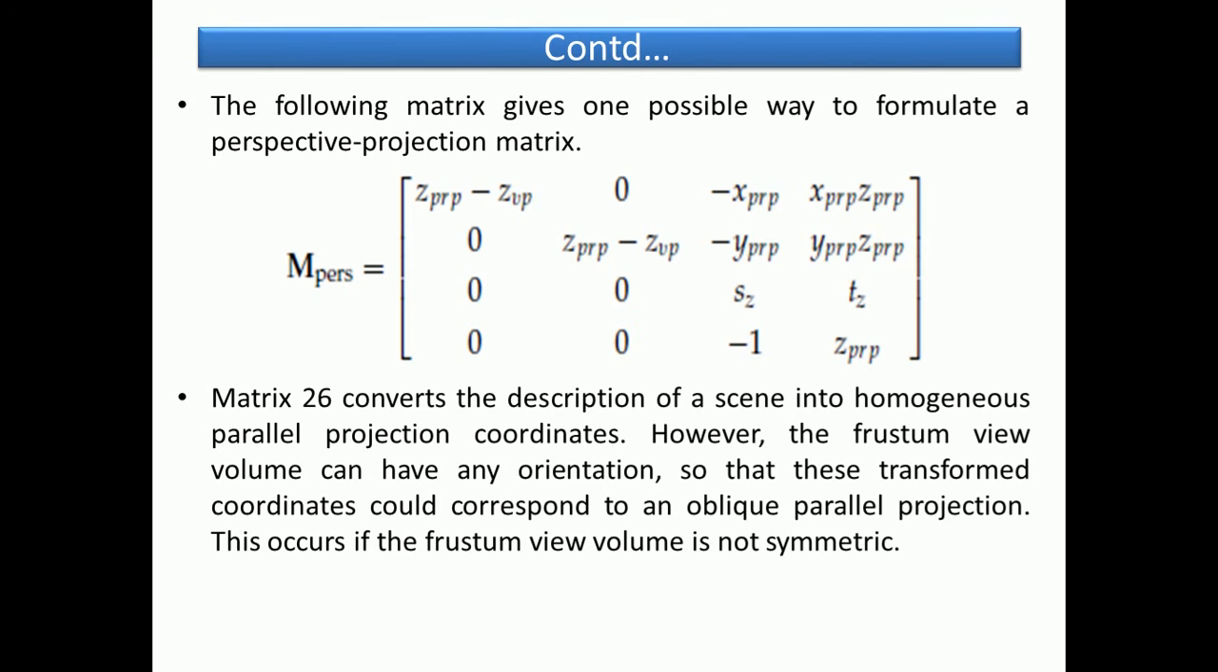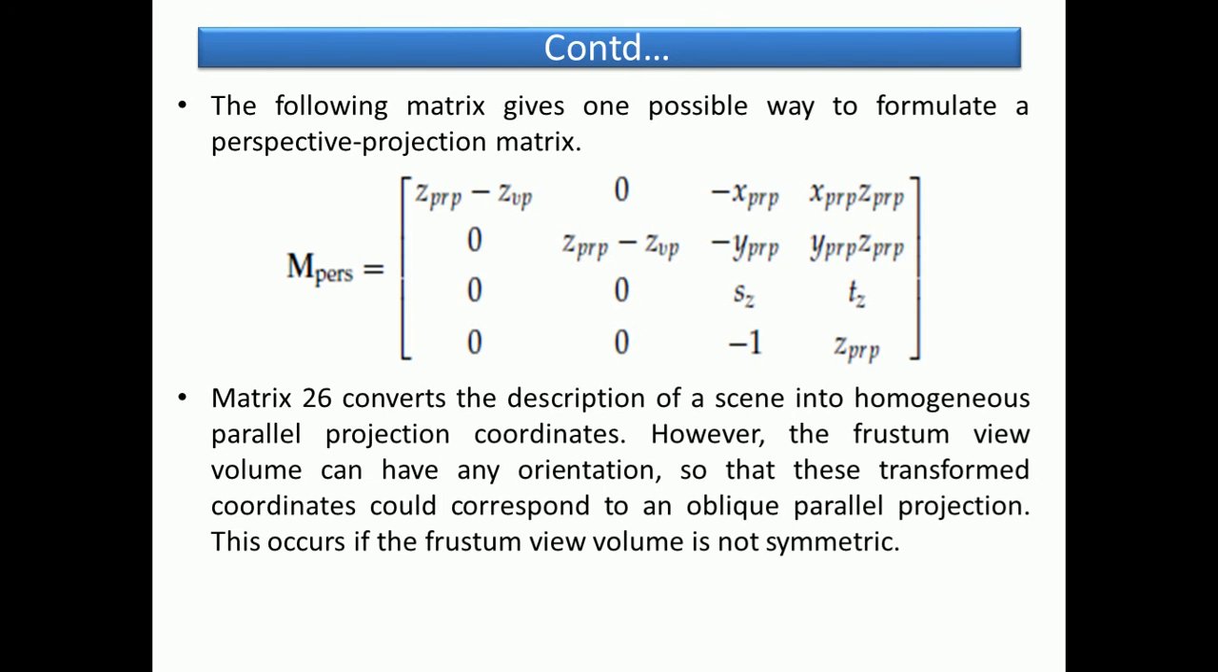Here the parameters Sz and Tz are the scaling and translation factors for normalizing the projected values of z coordinates. The specific values for Sz and Tz depend upon the normalization range that we select. This particular matrix will convert the description of a scene into homogeneous parallel projection coordinates.